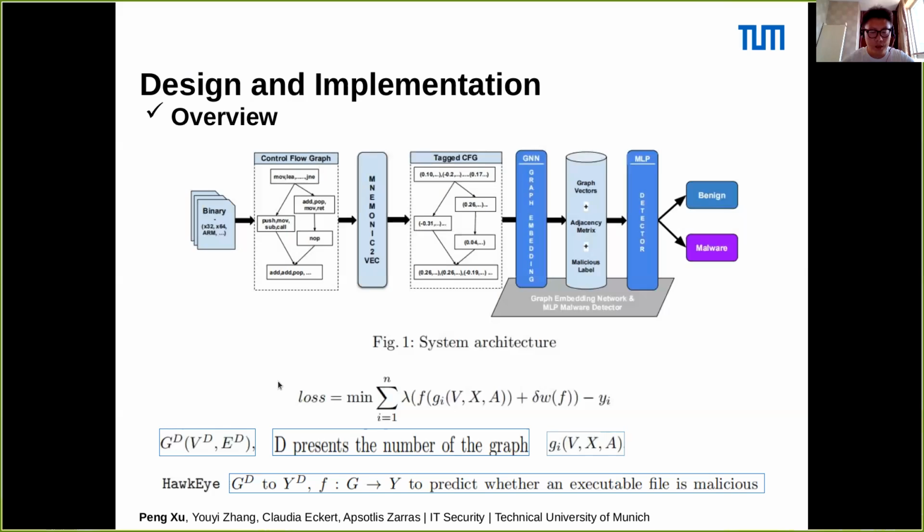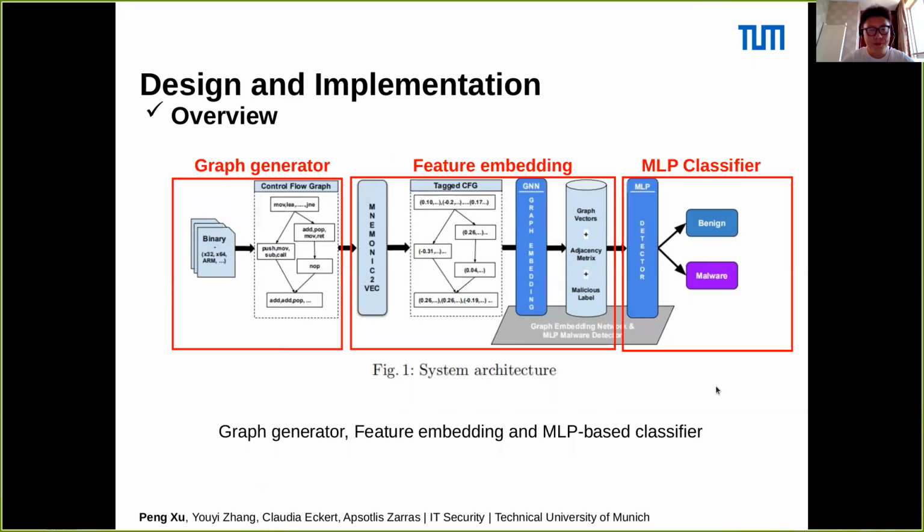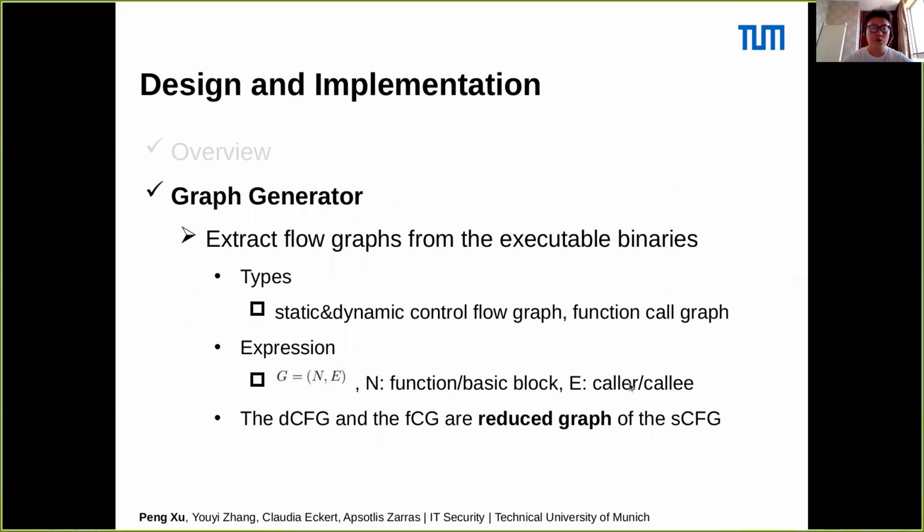The mathematical module behind our system architecture is here. We input the graph, use the labeled value, and get our loss function. Here, the purpose is to predict whether an executable file is malicious or benign. We separate our architecture into 3 modules. The first one is graph generation, the second is feature embedding, and the last one is MLP-based classifying.